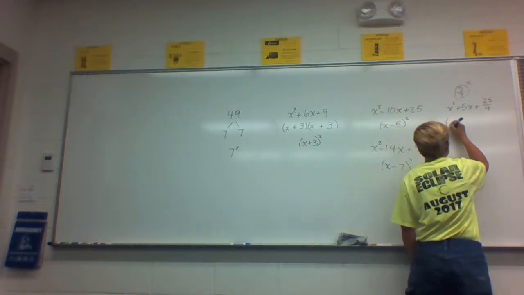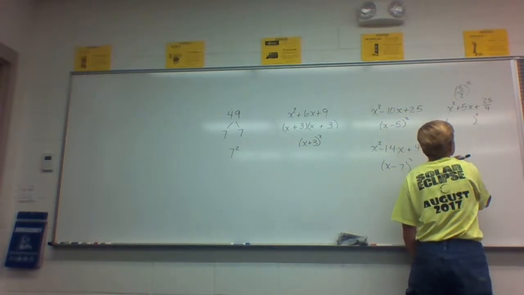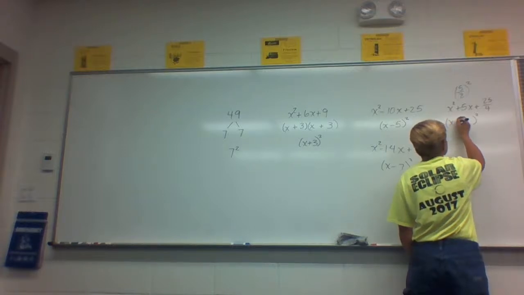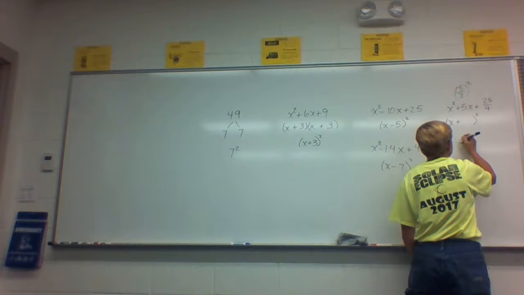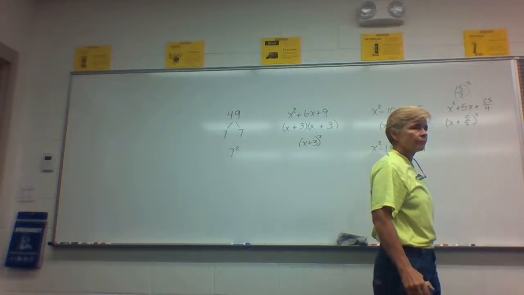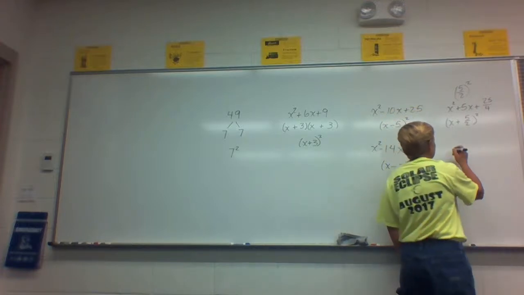How does this factor? X plus 2.5. Not 2.5, 5 halves. Okay? How would you do this one?